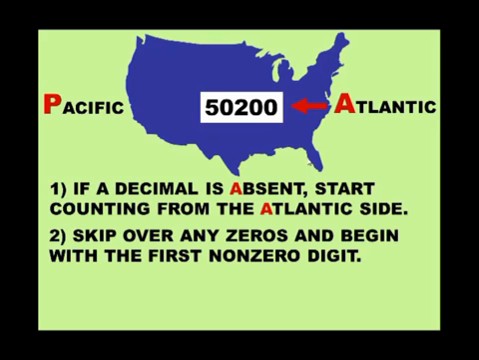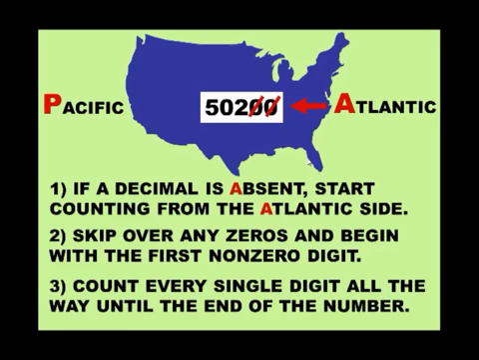Skip over any zeros that you encounter on that side. So I'm going to just cross them out. And begin with the first non-zero digit. So the first number I come to that's not a 0 happens to be a 2. Then continue counting every single digit, no matter what it is, 0 through 9. Every single digit is now considered significant all the way until you get to the end of the number. This measurement of 50,200 has 3 sig figs, and this is according to the Atlantic rule. You use the Atlantic rule when a decimal is absent. Let's go ahead and practice examples of the Atlantic rule.